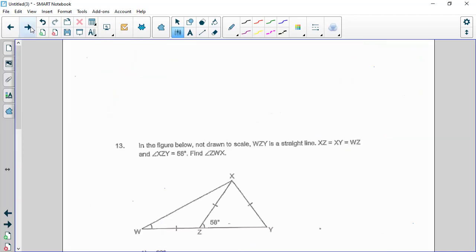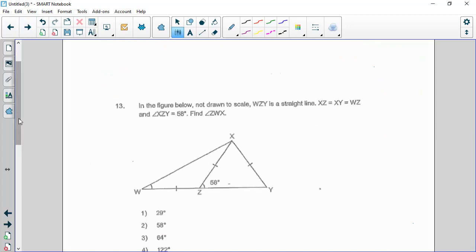By the way, the lesson is recorded, so if you need to look at it again, you can watch the video. All right, so in the figure below, not drawn to scale, WZY is a straight line, XZ equal to XY. So you will need to put the markings there, but it's done for you already. And it's also equal to WZ, so put the markings there.